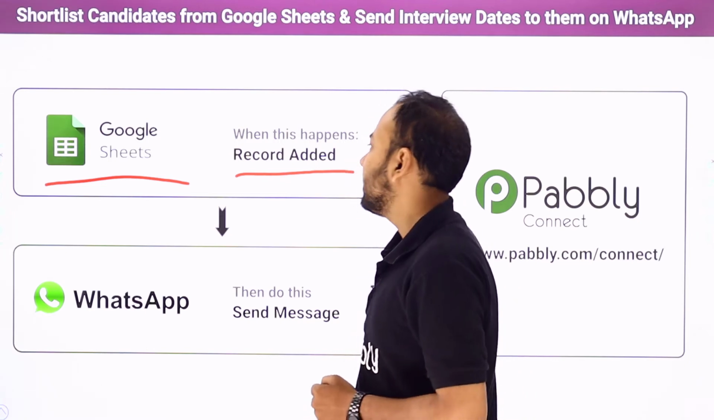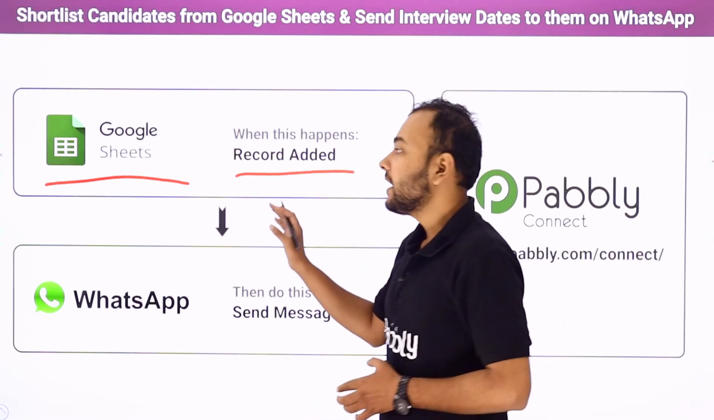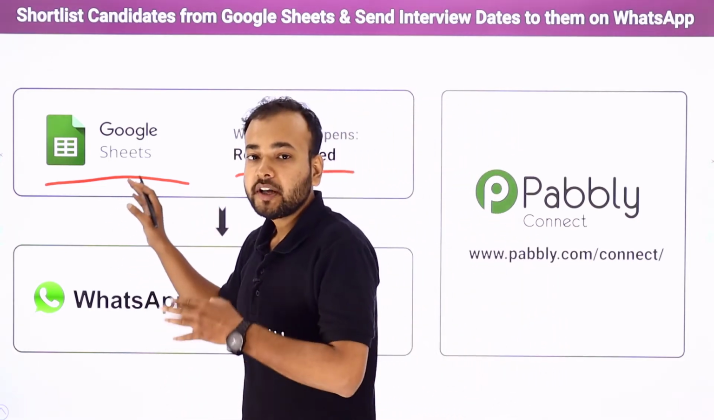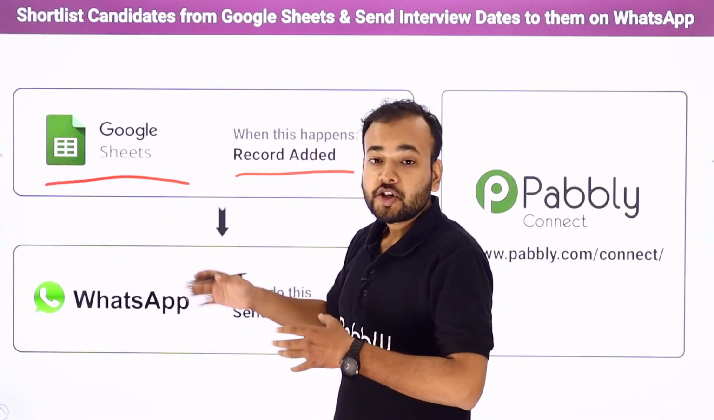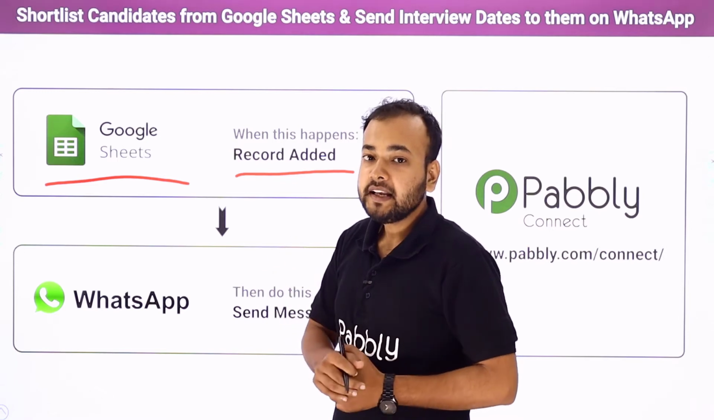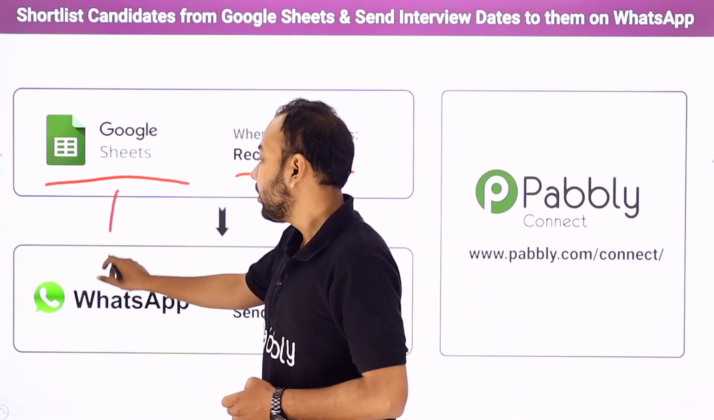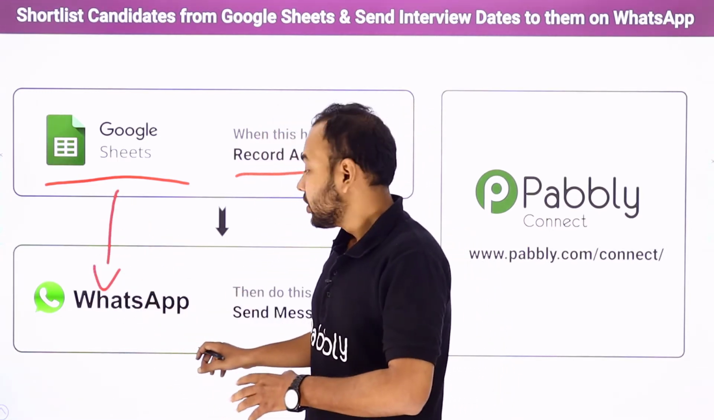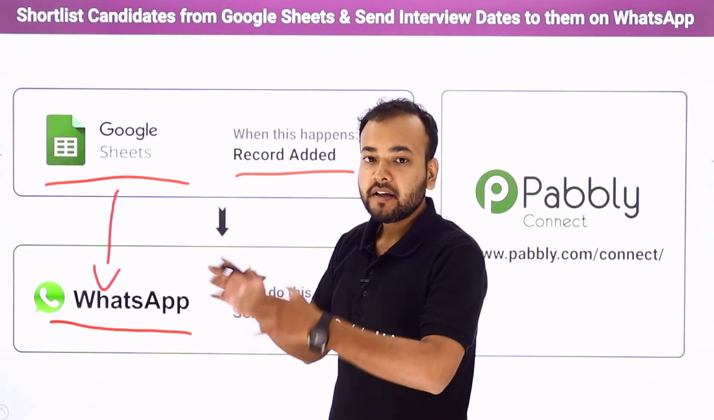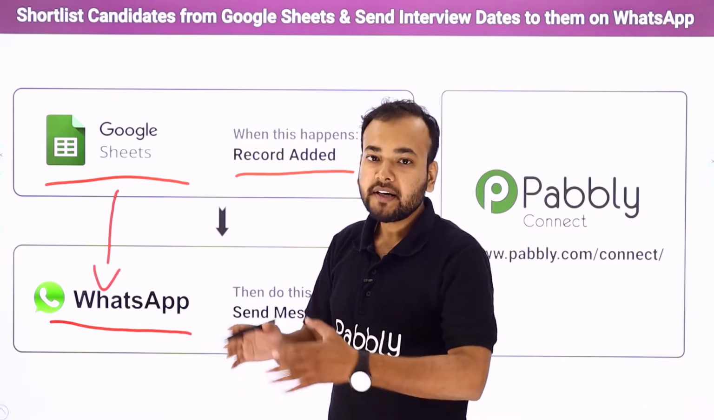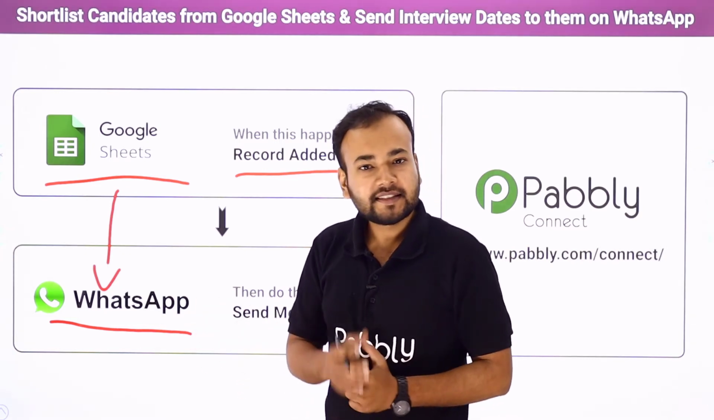What if I tell you that according to the data that you have added here in a spreadsheet about the candidates' qualification and work experience, the shortlisting will be done automatically and a WhatsApp message will be automatically delivered to the shortlisted candidate telling him or her that their interview date is this and they have to come at this and this time. Yes guys, this can be done.